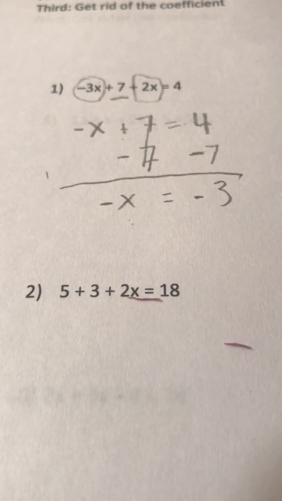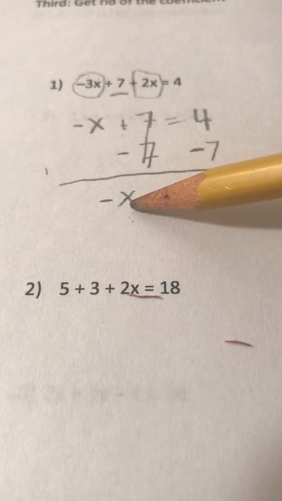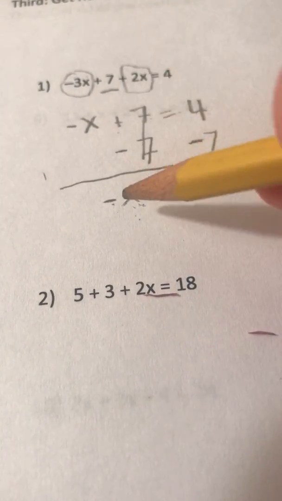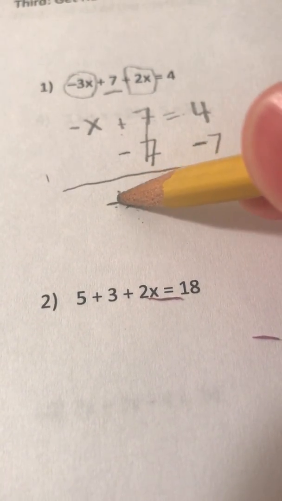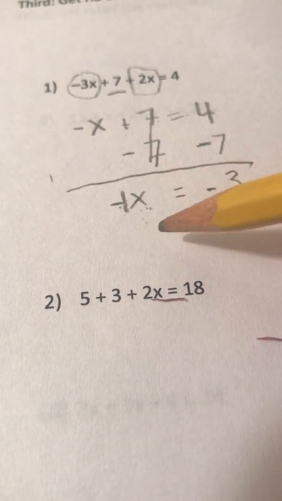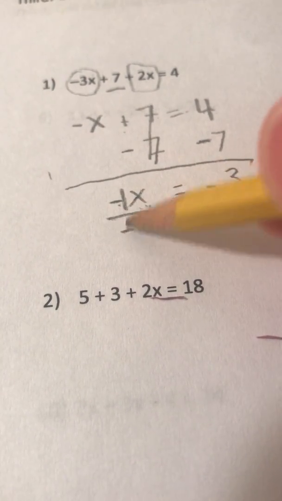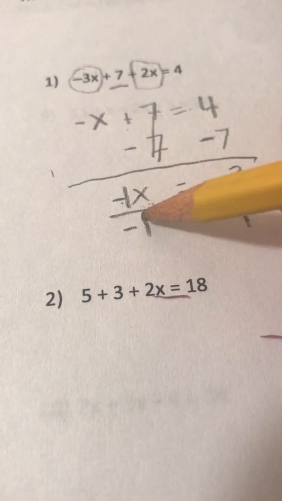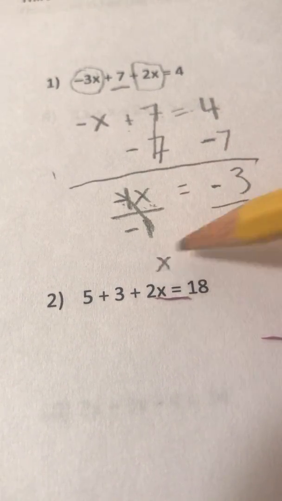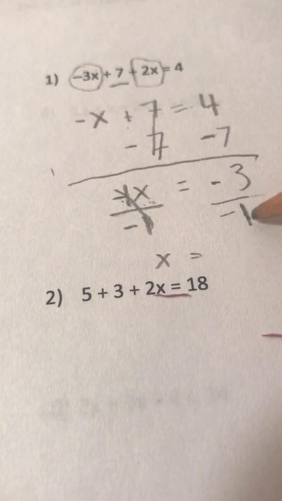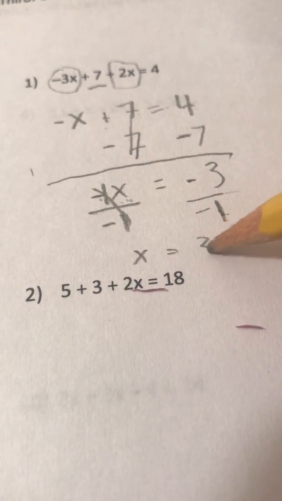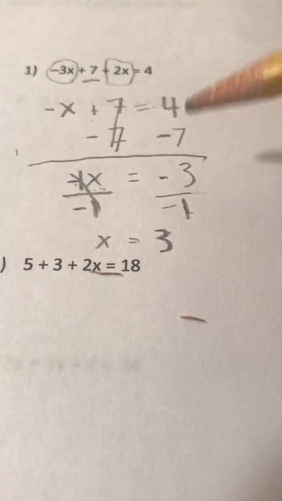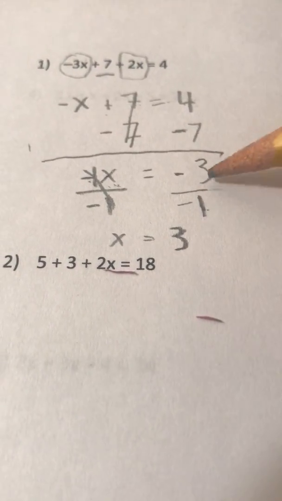The name of the game is still the same. Get the letter by itself. This is a letter with a negative sign. It's still not by itself. So what I have to do is, because there's an invisible 1 right there, you can imagine it, you can divide by negative 1 on both sides. Negative 1 divided by negative 1, that cancels out, leaving you with x. If you put negative 3 divided by negative 1 in the calculator, you'll get 3. Or you can just remember the fact that a negative divided by a negative is a positive.